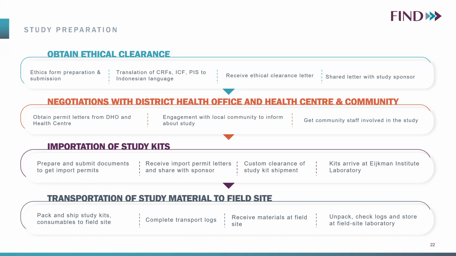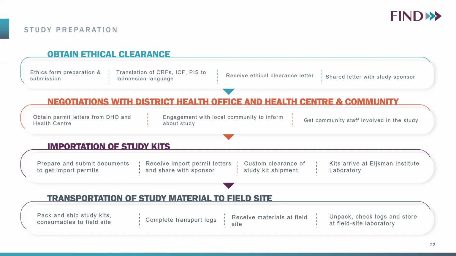During the preparation for the study, we went through several steps. First is obtaining the ethical clearance. To obtain the ethical clearance, once the protocol was ready, we prepared the ethics form, submitted it to the ethical committee, and alongside it, we also translated the clinical record forms, the informed consent forms, and the participant information sheets. These were translated into Indonesian language and double-checked not to lose the context, and back translated into English. And once we received the ethical clearance, we shared it with our sponsor, FIND.